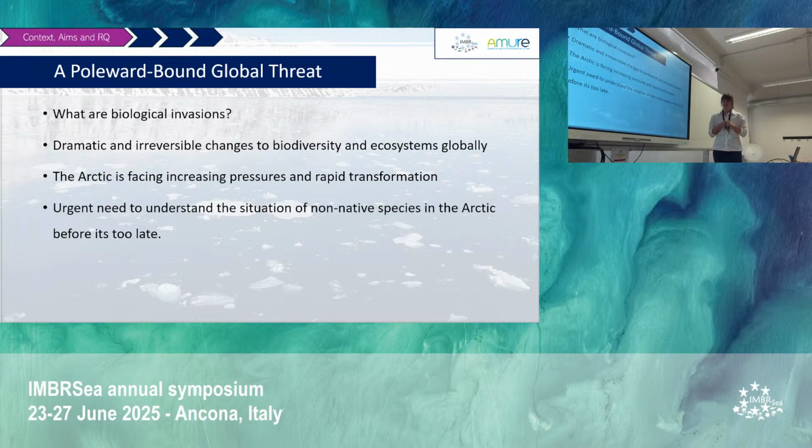With increasing pressures from warming waters due to climate change, increased human activity due to receding ice, as well as range expanding species from the boreal south, the Arctic is rapidly transforming. This is increasing both the likelihood of non-native species introductions, as well as the likelihood of their successful establishment in this region. Although there is collaboration across the Arctic, in order for us to be better prepared for this inevitable change, we first need to understand what the current situation looks like.